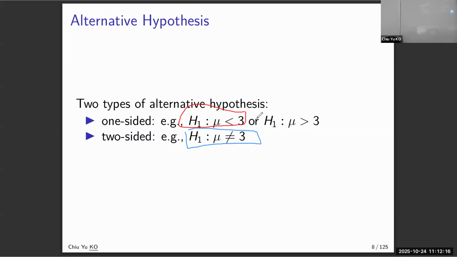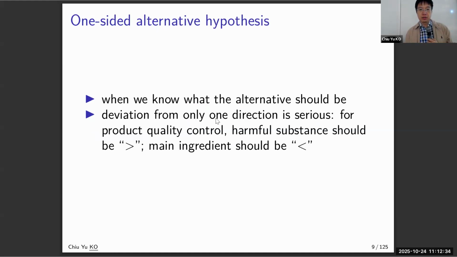So that would be the idea. So more than, less than. If you don't know, the harmful one will be more than. Otherwise, less than.